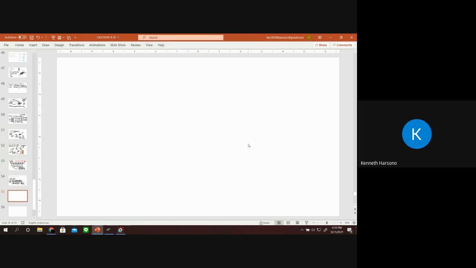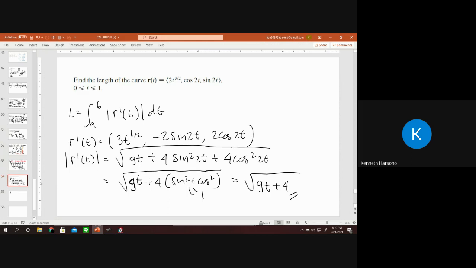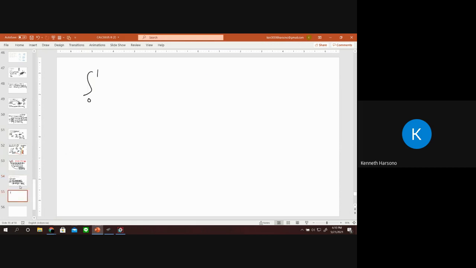And we can integrate that one. So integration from 0 to 1 of the square root of 9t plus 4 dt. We can use substitution. u is equal to 9t plus 4, du is 9 dt.